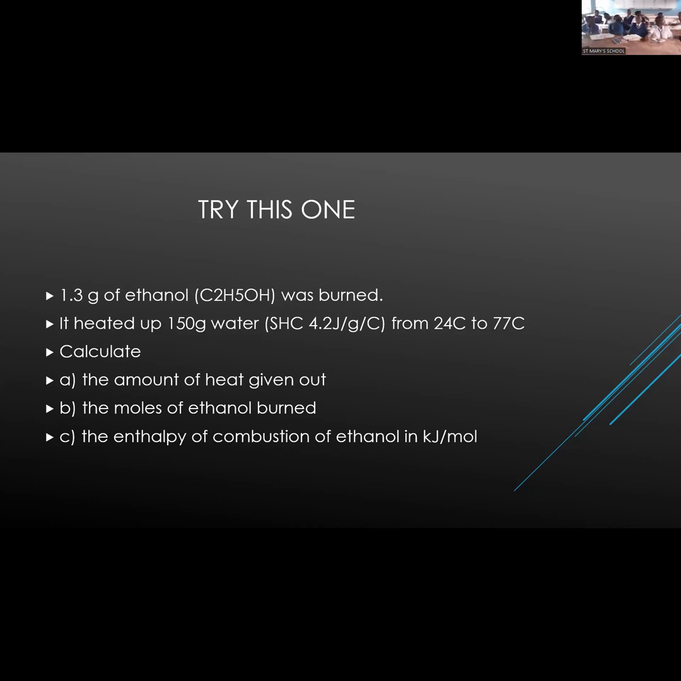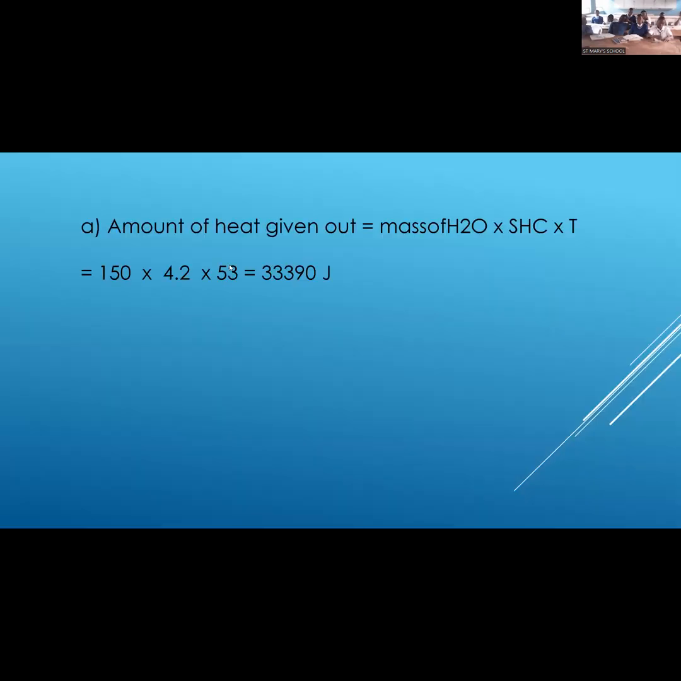In that last example, it was sodium hydroxide. In this one, it is ethanol. In this one, we have 1.3 grams of ethanol. So we need the Mr or RMM of ethanol. So we have to look on the periodic table, or they will give you the RAMs for the atoms here. Carbon is worth 12, hydrogen is worth 1, oxygen is worth 16. That is worth 46. So the total amount of heat given out is 150 times 4.2 times 53.